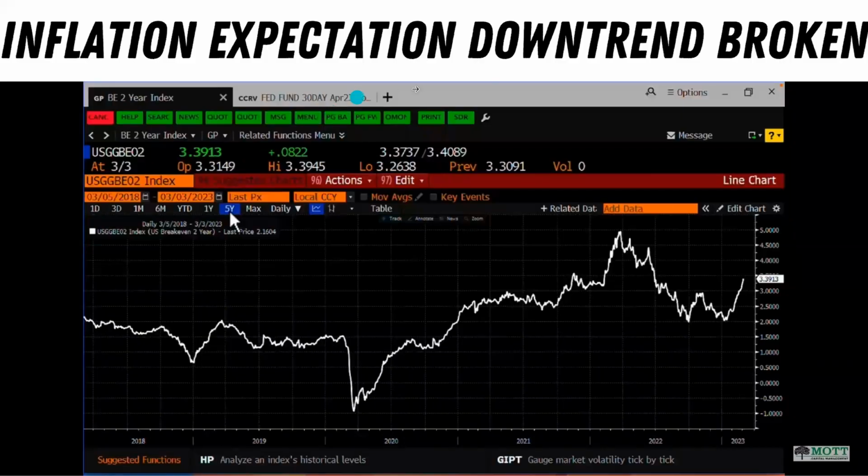Now, why is he doing that, right? Why is he going up to 50? What's some of the data that he's looking at? Well, this is the inflation expectations, okay? And you can see that the downtrend here is clearly broken, guys. The downtrend has been broken, and inflation expectations have really been skyrocketing. This is something definitely that the Fed is paying attention to.